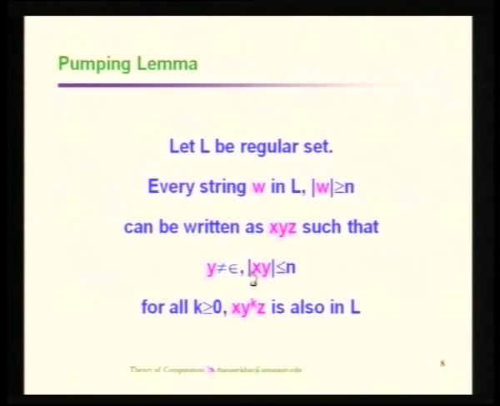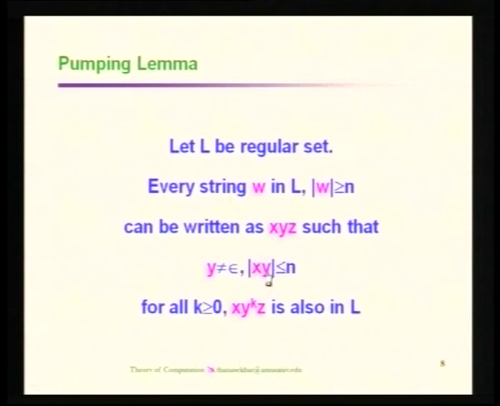And the second condition is that the length of x y, that is the first 2 components, must be less than or equal to n. What kind of constraint is this posing? The string which you take for y should be from the beginning of the string x, y, z. We should not go to the other end of the string for selecting the part which we have to repeat. The pattern to be selected for repetition must be from the beginning of the string.